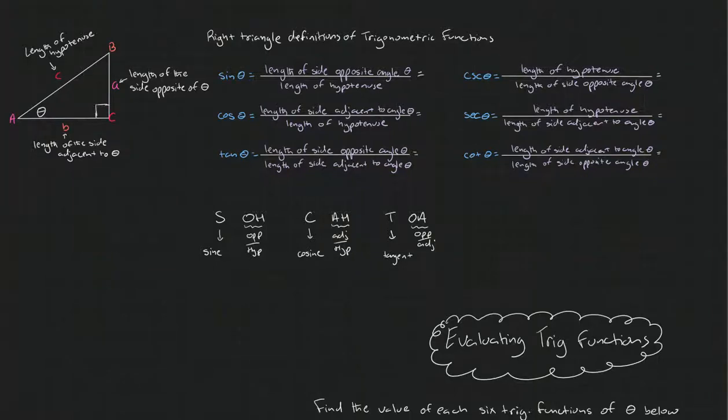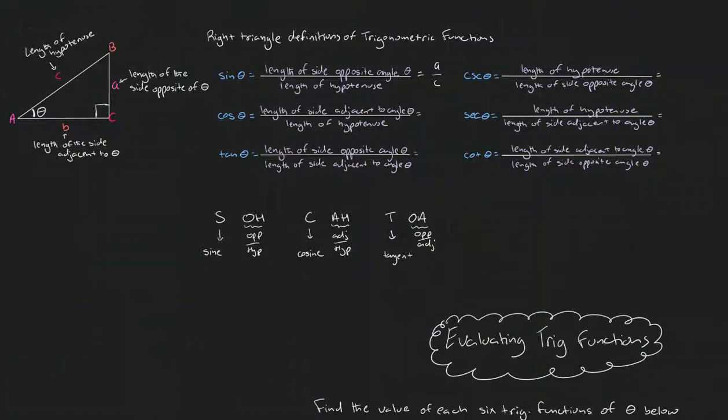Because we're looking at it in that diagram, everything is being looked at from the perspective of this angle theta. So we can say that the length of the side opposite of theta would be A, and the length of the side adjacent to this angle theta would be B. That's how we're going to look at the trig definitions. So sine is the length opposite of the angle theta over the hypotenuse. So sine is going to be A over C.